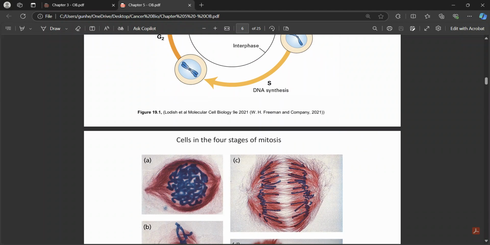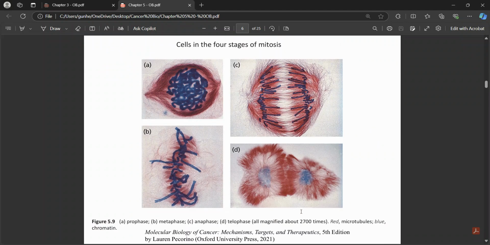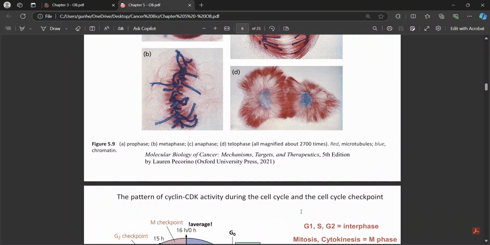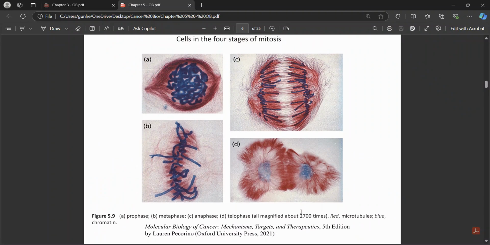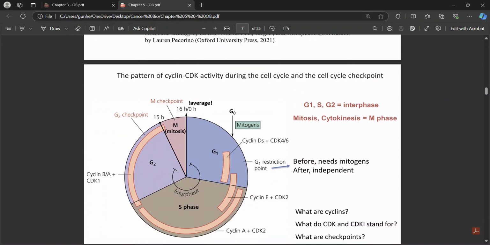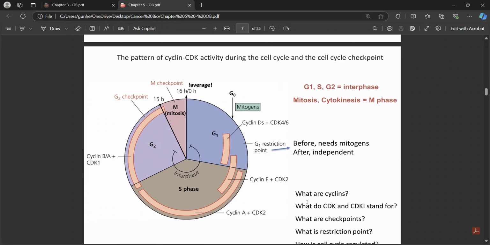That's when they actually get all pulled apart, going from prophase, metaphase, anaphase, and telophase. So until the G1 restriction point, they are growth signal dependent, but after the G1 restriction point, they are growth signal independent. But once it's go, it's go.